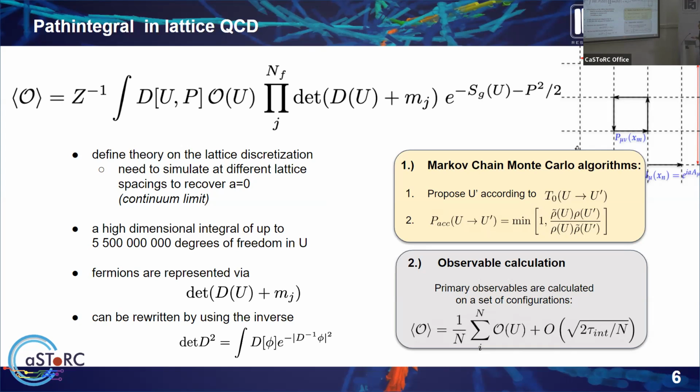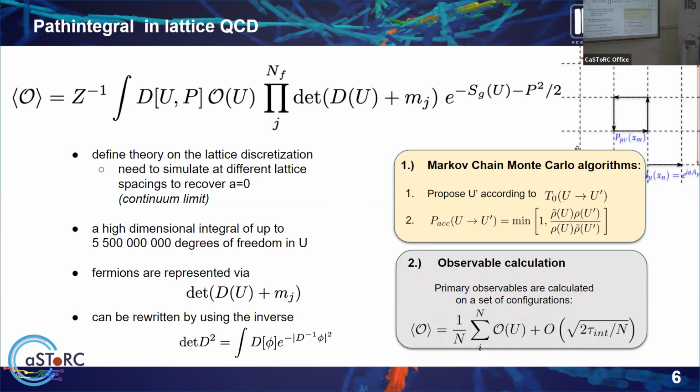So what is the problem? Basically, we can calculate observables by evaluating this integral. And the problem is that we have a lot of degrees of freedom, so this is a high dimensional integral. The standard method to get some values out of this is to use Monte Carlo simulations.